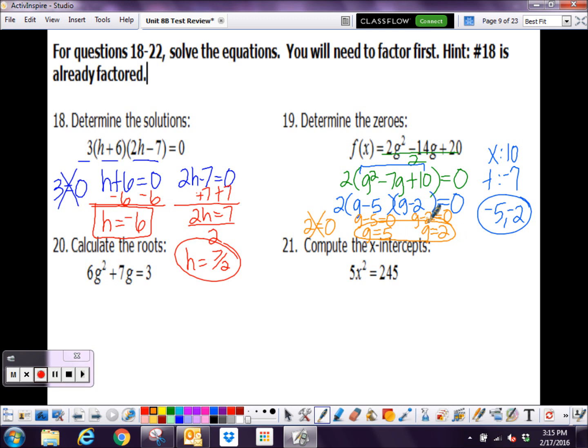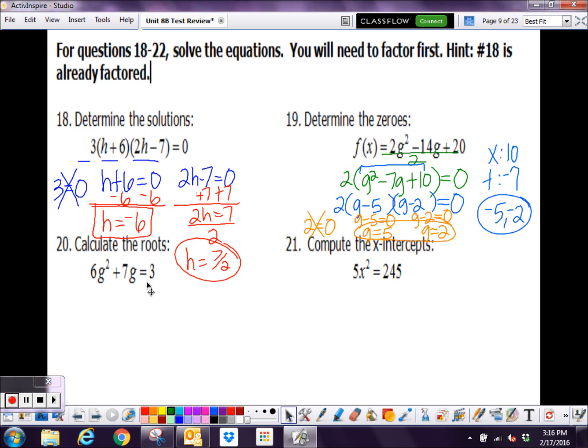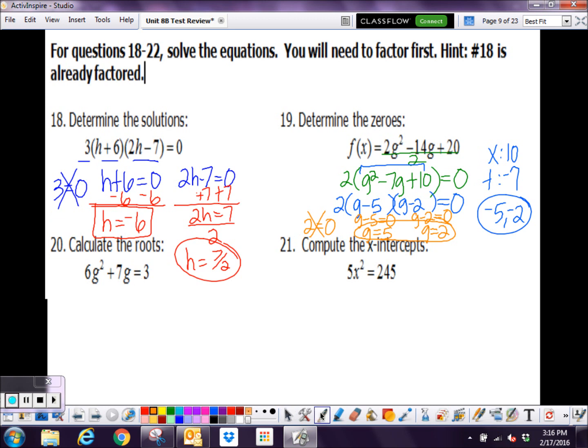Number 20, okay, remember we cannot factor until it's equal to 0. So I need to subtract this 3 before I do anything. Just moving it to the other side. So I have 6g squared plus 7g minus 3 equal to 0, and now I can factor this. Okay, let's look to see if we have a GCF. We don't. So I'm going to multiply a times c. 2 factors that multiply to be negative 18 and add to be 7.